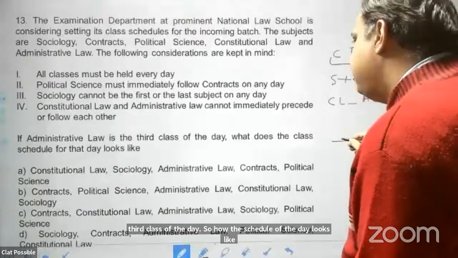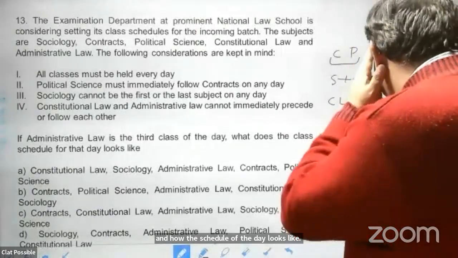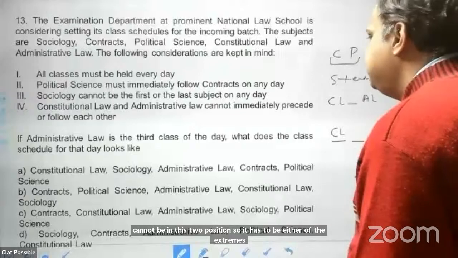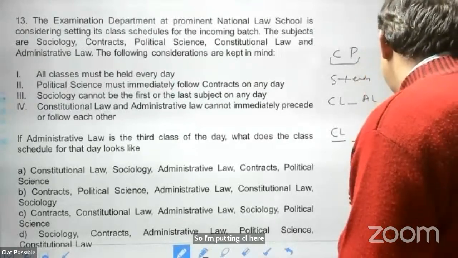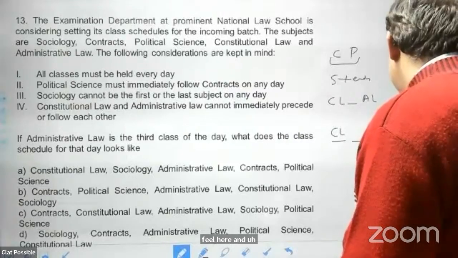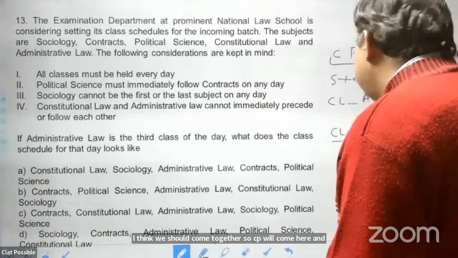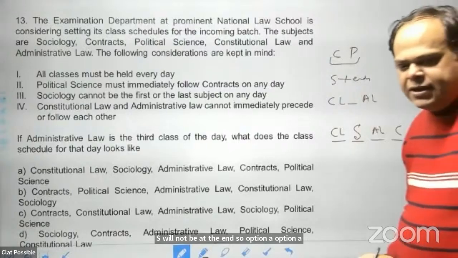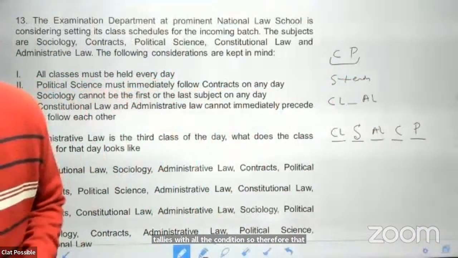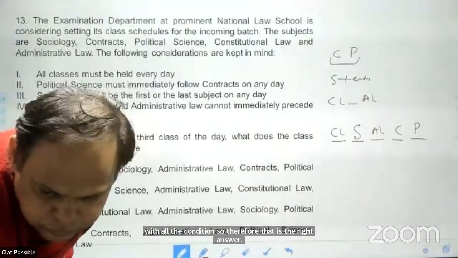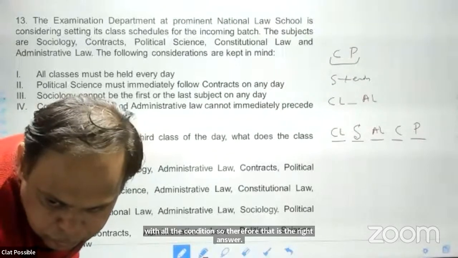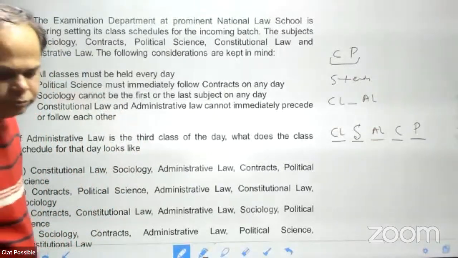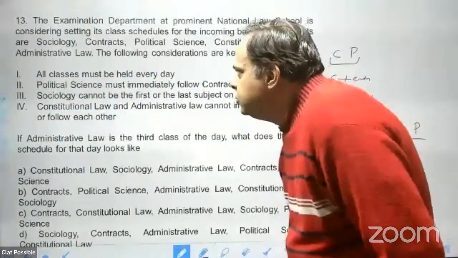CL cannot be in these two positions, so it has to be either of the extremes. So I'm putting CL here, and CP should come together, so CP will come here, and S will not be at the end. So option A tallies with all the conditions. So therefore, that is the right answer. Yeah, let's look at this question.